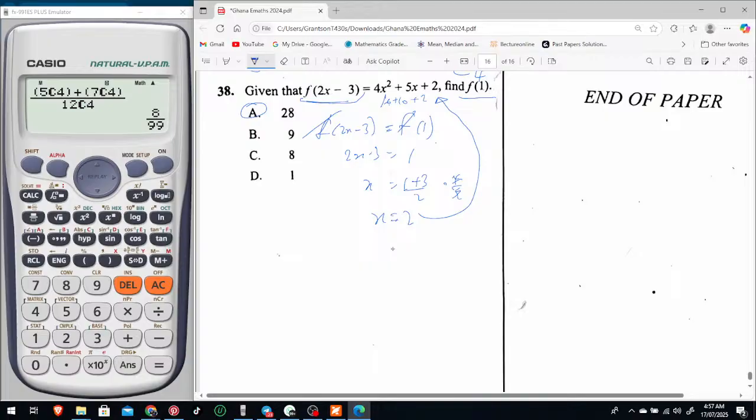X equals, the 3 will jump to the other side. It becomes 4. Divide both sides by 2. So you get 4 over 2. So x is 2. Now put the 2 into this function. If you put 2 here, 2 squared is 4. 4, 4, 16. If you put 2 here, 2 times 5, 10 plus 2. So 16 plus 10 is 26 plus 2, 28. Do you get it? Yes, sir.